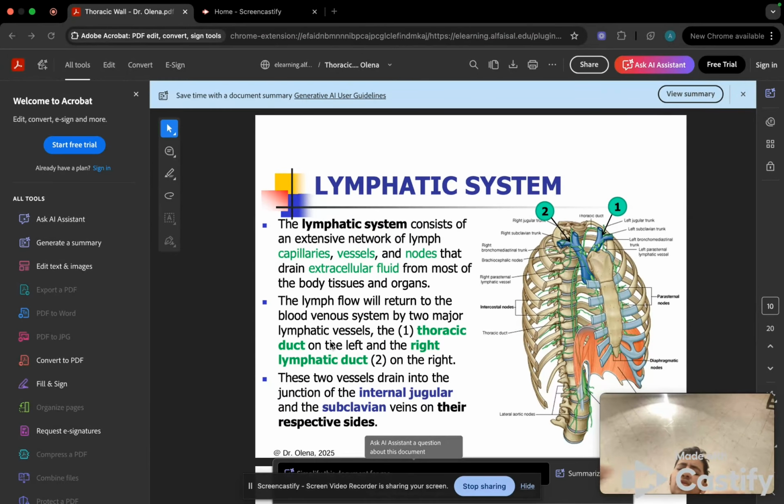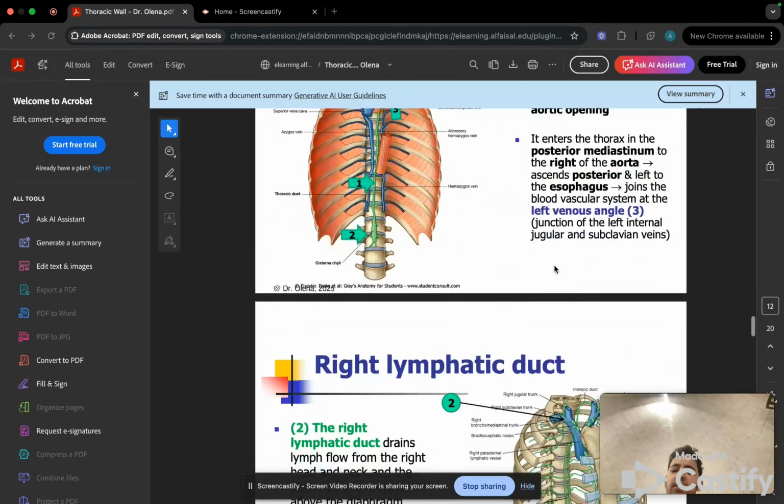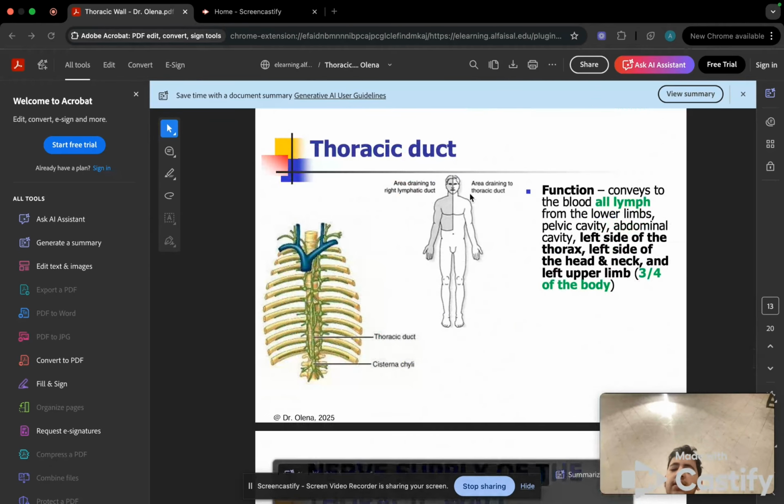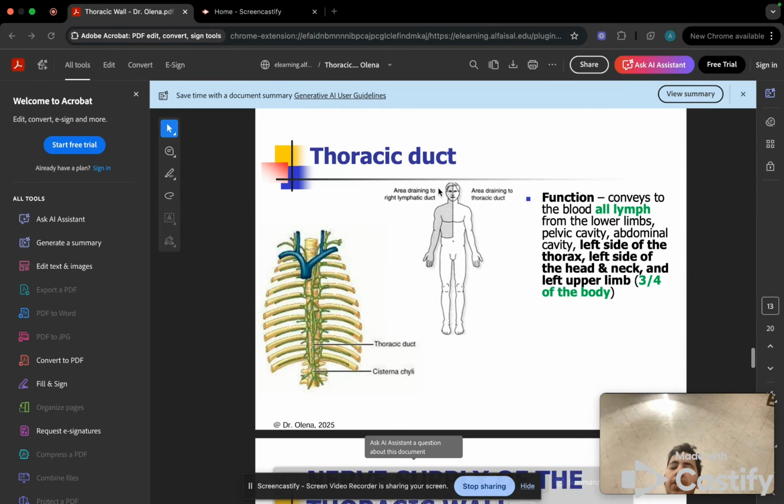You have the thoracic duct, which is on your left side, and it basically drains three quarters of your body except the upper right side of your body, which is drained by the right lymphatic duct. So I'll just give a picture here. As you can see, this is the thoracic duct, and only this upper right quadrant goes to the right lymphatic duct.